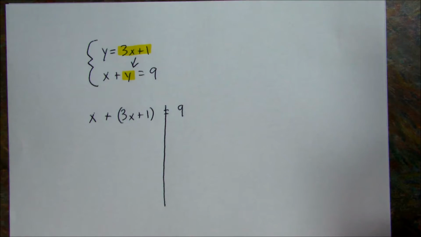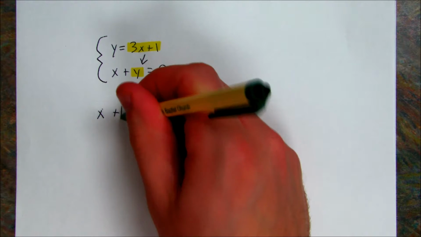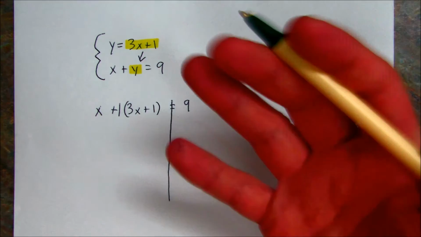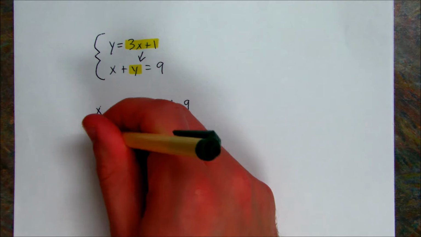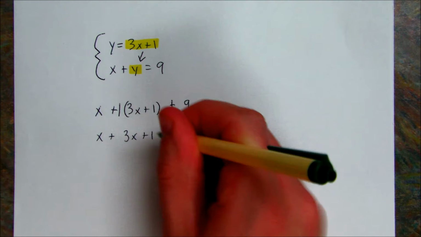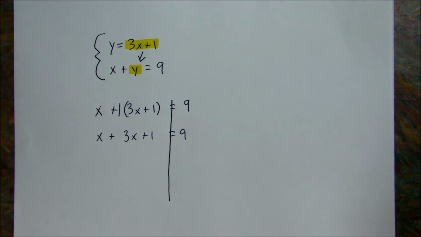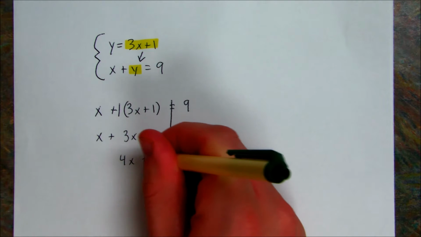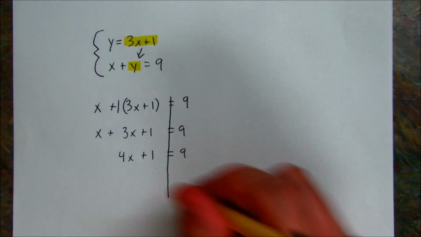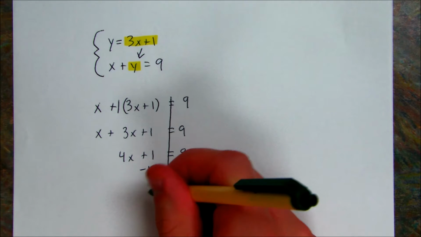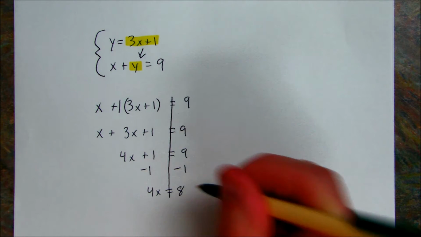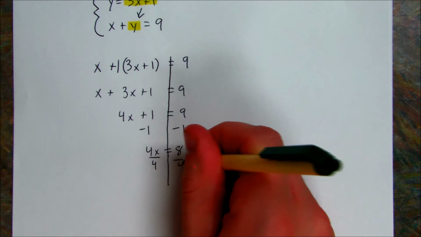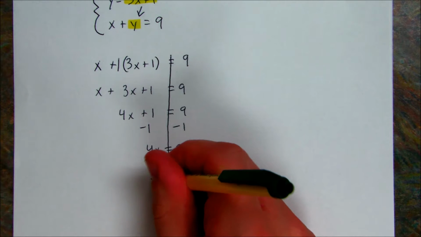So looking here, the first thing I'm going to look to do is see if I have to do the distributive property. Well, since there's a 1, that really doesn't change anything. So I can ultimately just drop the parentheses. So 3x plus 1 equals 9. Next, I'm going to combine like terms. So x plus 3x gives me 4x plus 1 equals 9. I'm going to undo addition, subtract. So I have 4x equals 8. And then finish by dividing by 4. So I get the x value of 2.